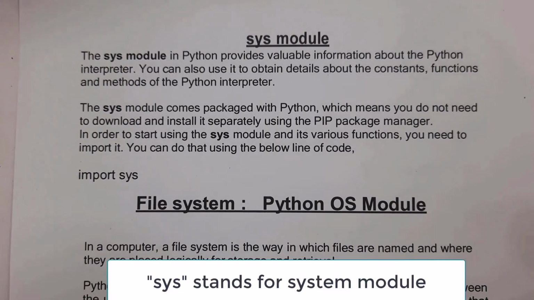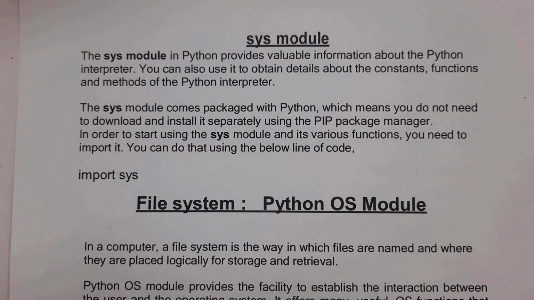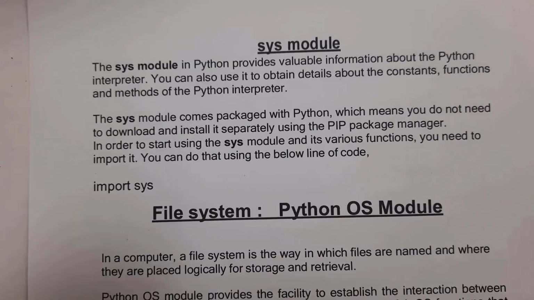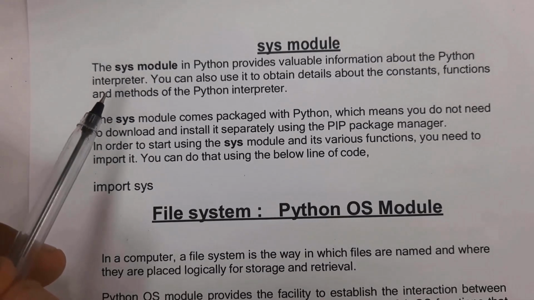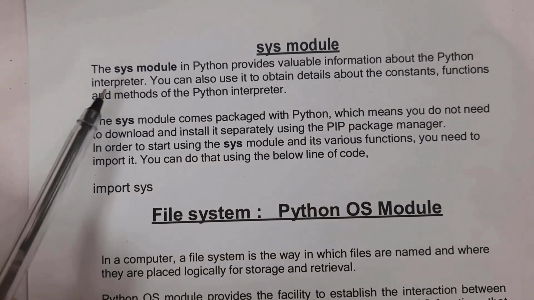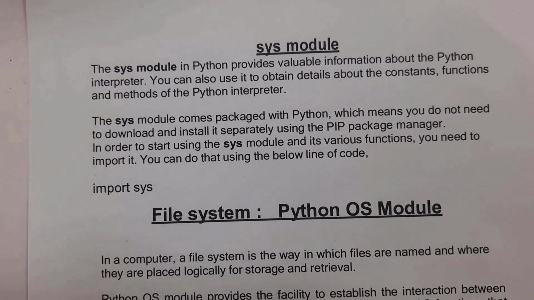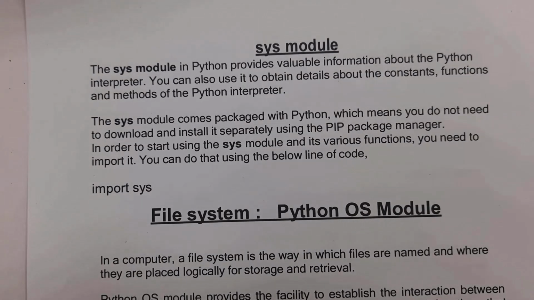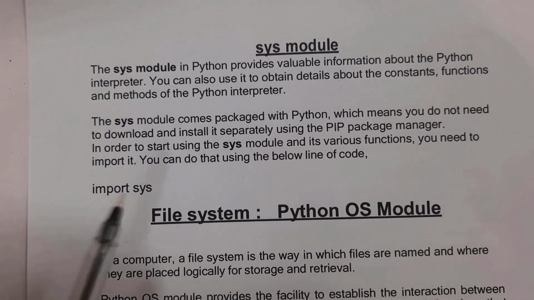Let's get started. The sys module is a predefined module in Python. That is nothing but this module is already present in Python, so there is no need of separately installing it. This sys module will provide information about the Python interpreter. By using this sys module, we can also find information about constants, functions and methods that are present in the Python interpreter. By using the import keyword, you can import any module. So in order to use the sys module, you just need to write import sys in Python.